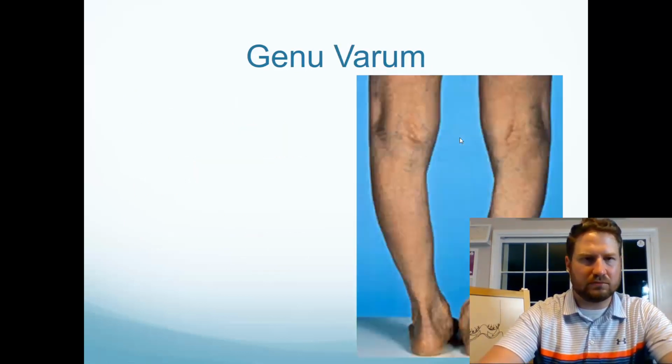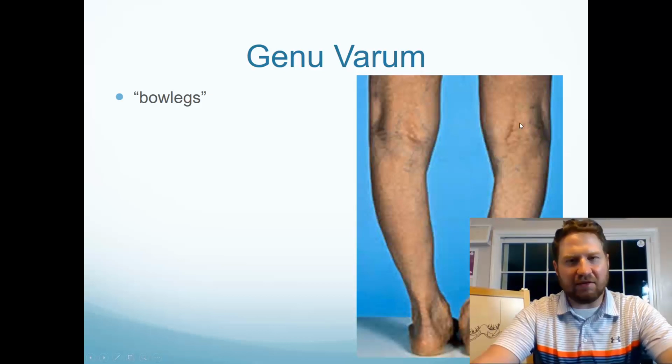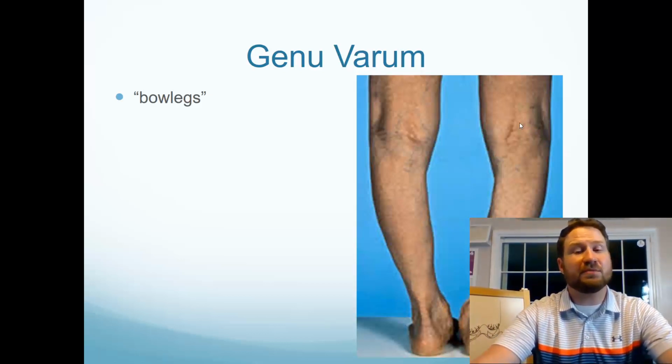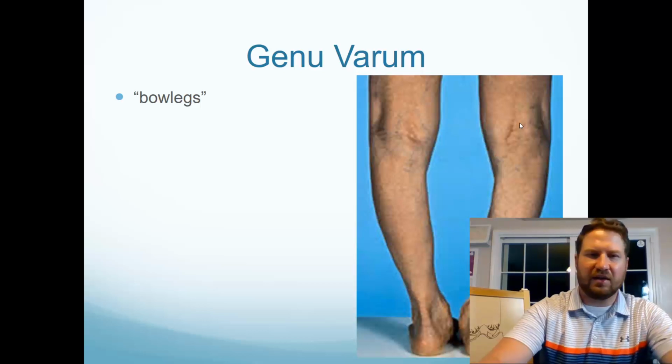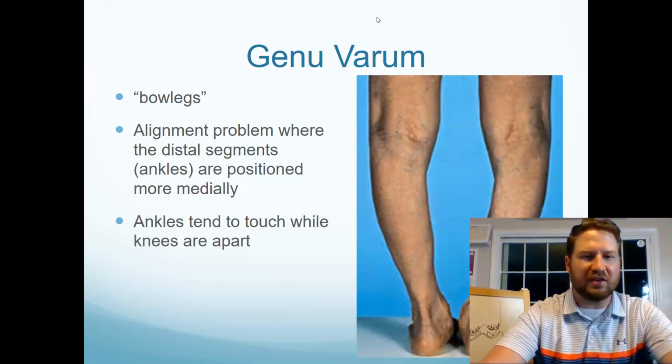Okay? Genu varus is bow legs. Miss Jen in lab is going to say, "There is my horse." I can guarantee you that she will say this. So if you watch this before lab in the morning, Jen, I bet you $5, Jen will say, "There is my horse." Okay? That's an alignment problem where the distal segments are positioned more medially and the ankles tend to touch while knees are apart.